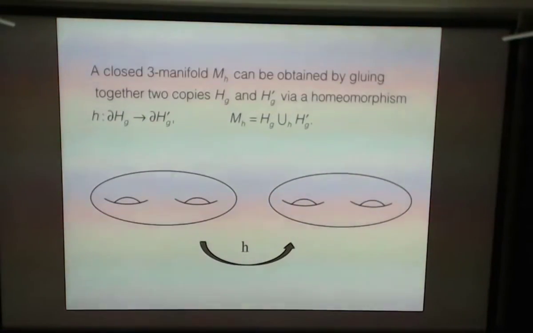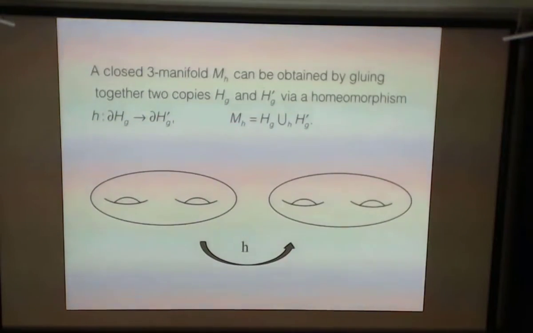We take two copies of such handlebodies, and we glue their boundaries via a homeomorphism H. So this three-manifold will be the union of two handlebodies glued along H. And randomness here comes through this H. This homeomorphism is chosen at random. It will be on the next slide. This is called a Heegaard decomposition, and it is known that any three-manifold can be represented this way with some H.